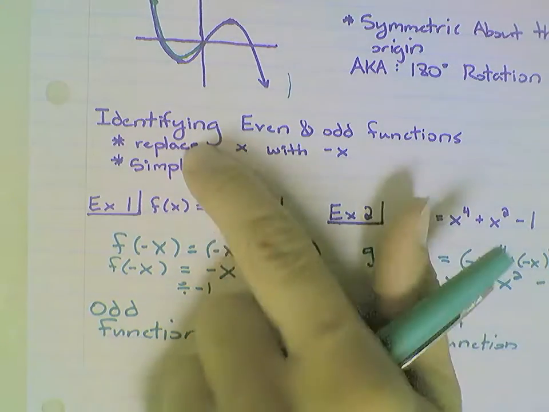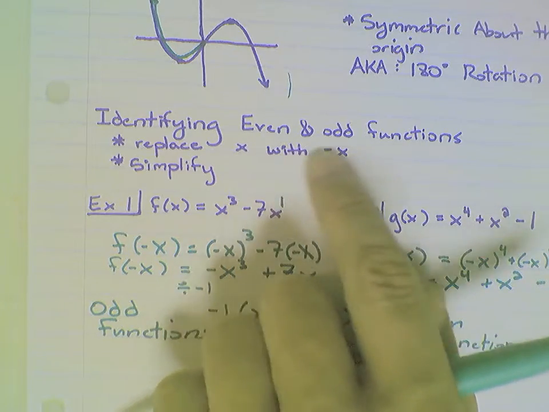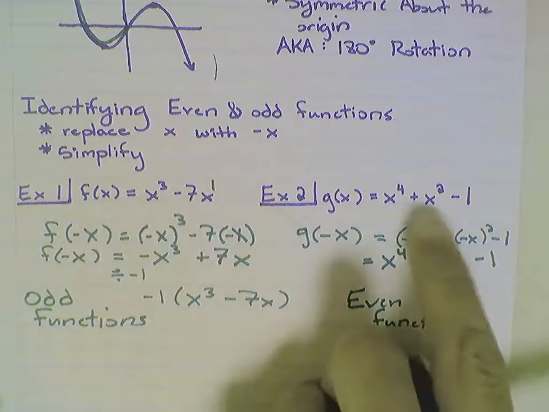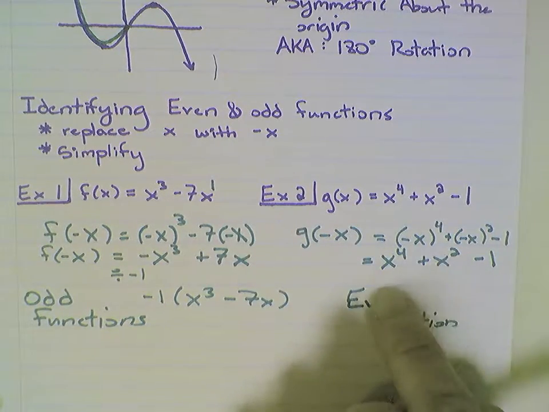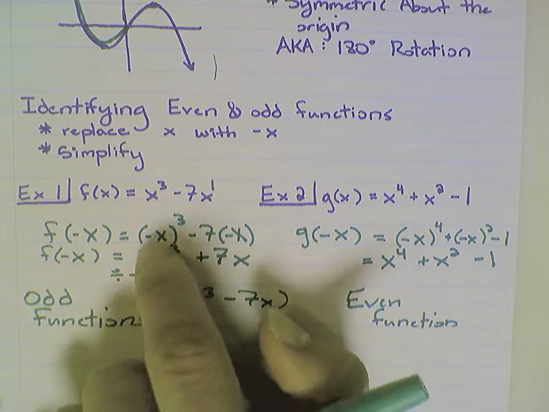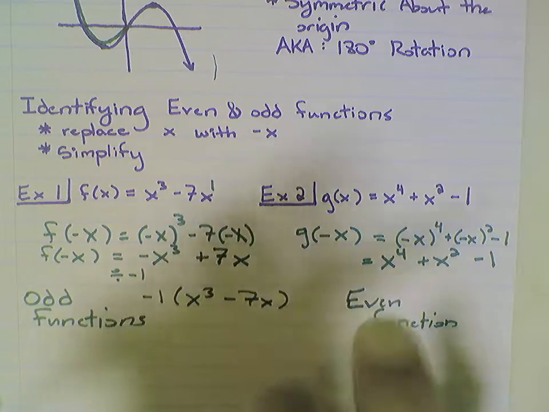Remember, anytime we identify even and odd functions, we replace x with negative x, and then we simplify. If we get the same function back after we simplify, it's an even function. If we plug in negative x and simplify and we don't get the same equation back, then it's an odd function.